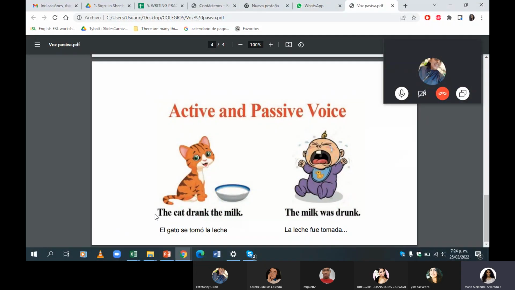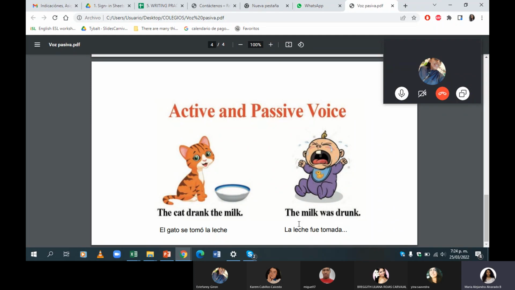So here, the cat drank the milk. Okay, so this is the cat. He did the action. What was the action? Drank. And what is the object in this case? The milk. But here, we have the milk was drunk.